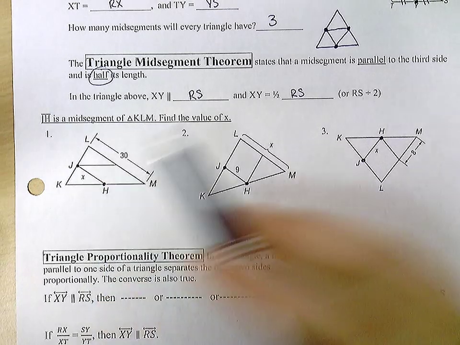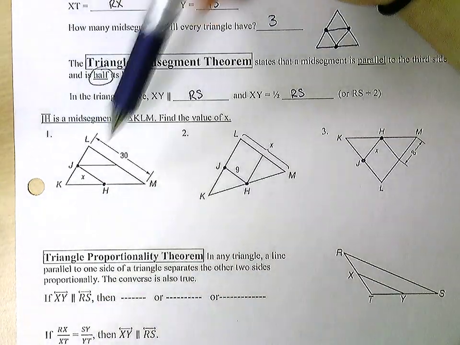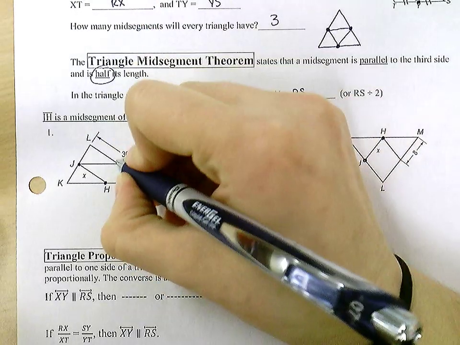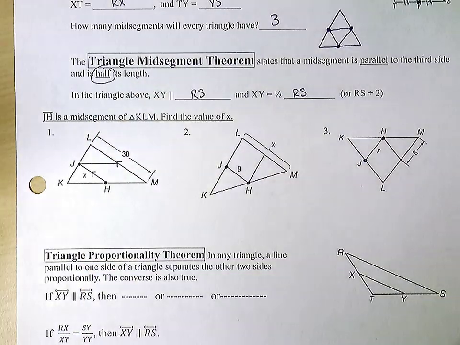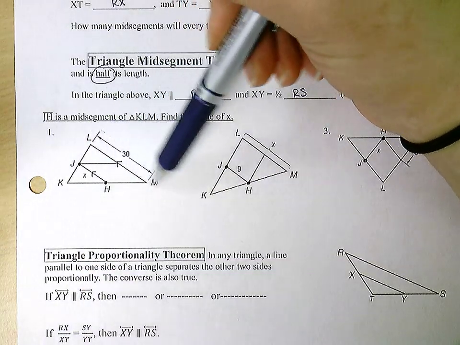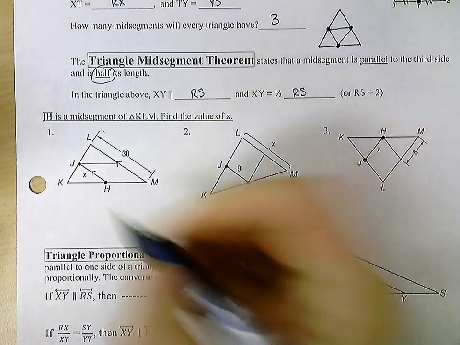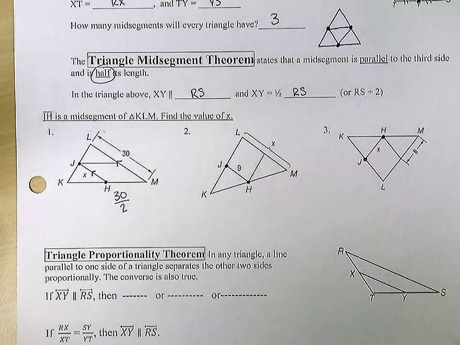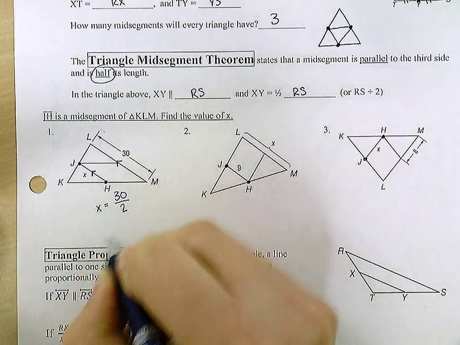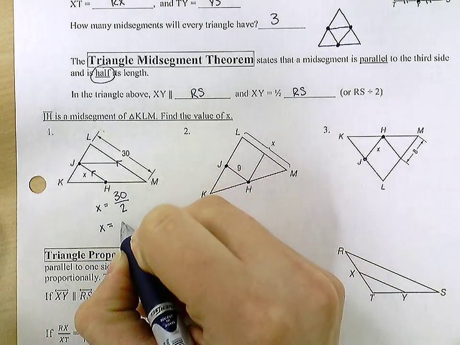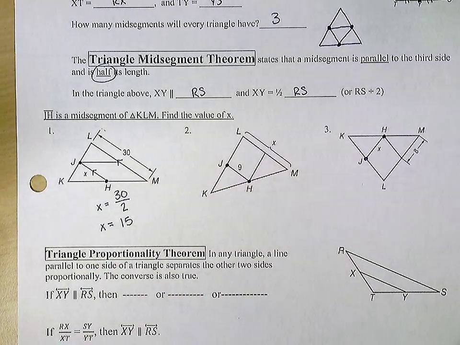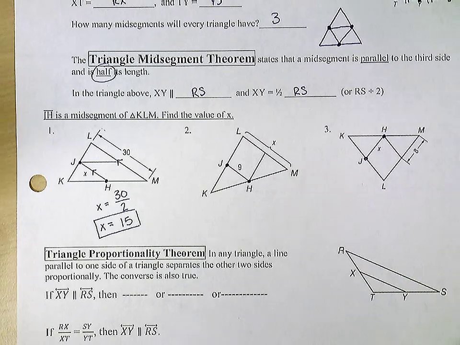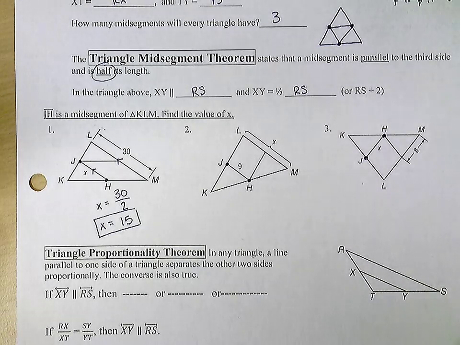That's the mid-segment. Which side of my triangle is parallel to JH? LM. Okay? So since that is my parallel side, I can take that length of 30 and divide it by 2. And that will give me JH, which is 15.